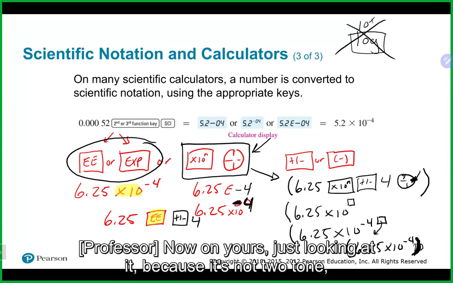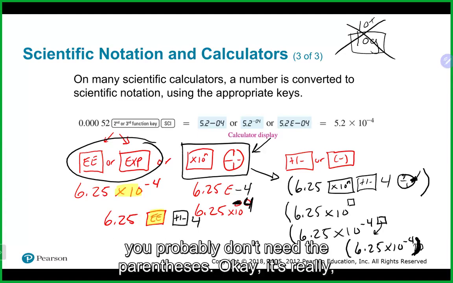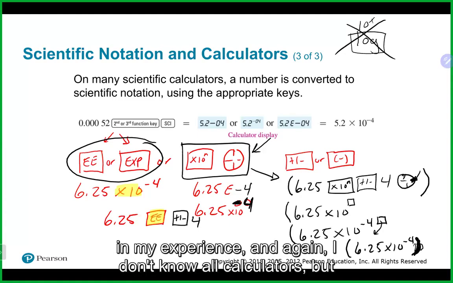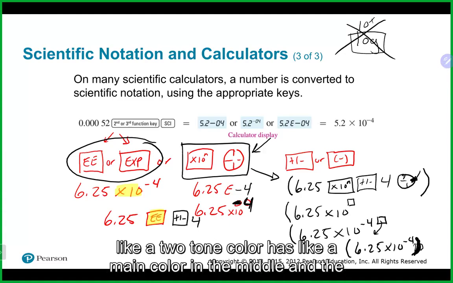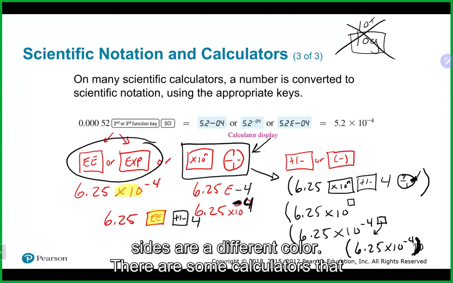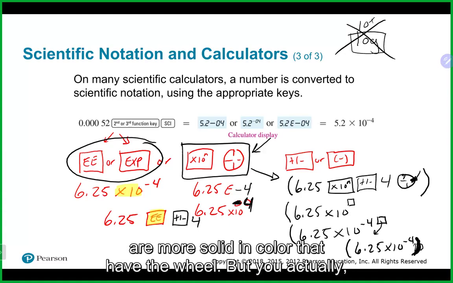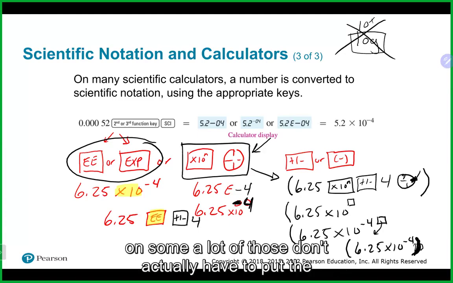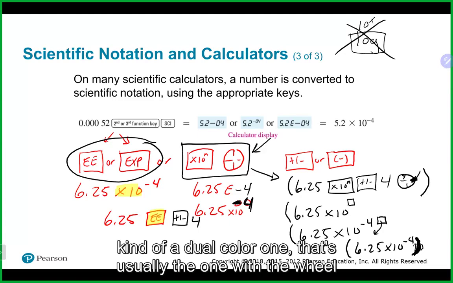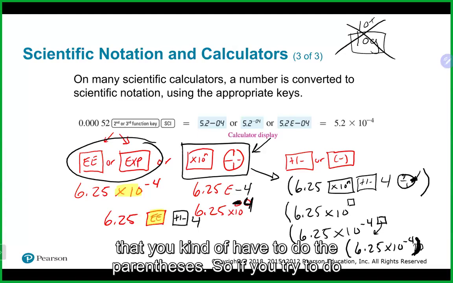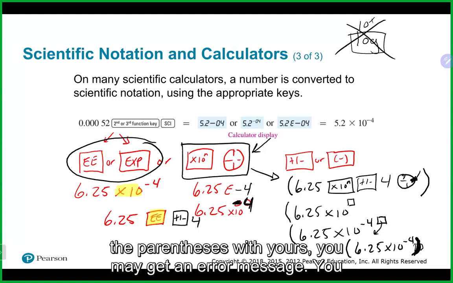Now on yours, just looking at it, because it's not two-tone, you probably don't need the parentheses. In my experience, and again, I don't know all calculators off the top of my head, it's really those ones that have a two-tone color, a main color in the middle and the sides a different color. Some calculators that are more solid in color don't actually need the parentheses. So if you have a dual color one, that's usually the one where you have to do the parentheses. If you try to do the parentheses with yours, you may get an error message.